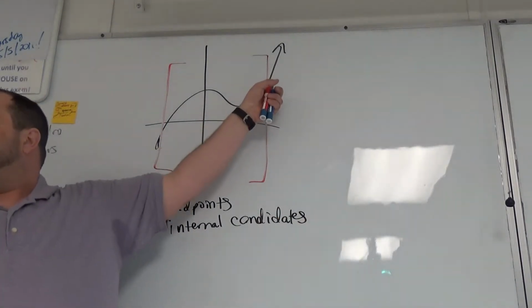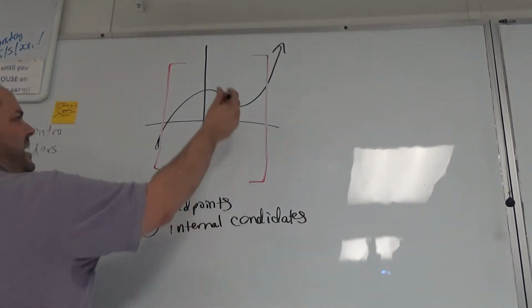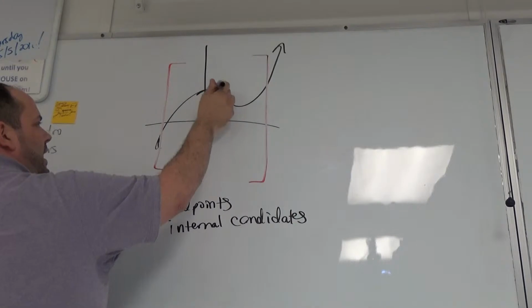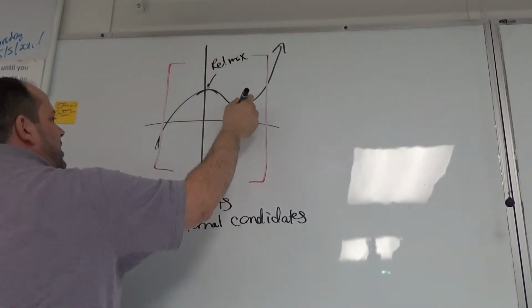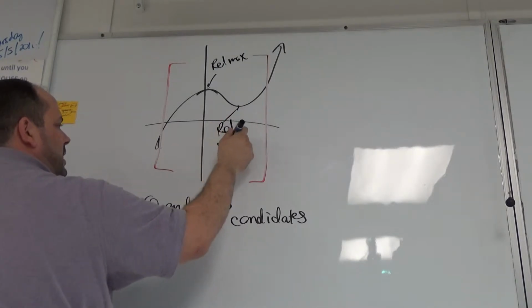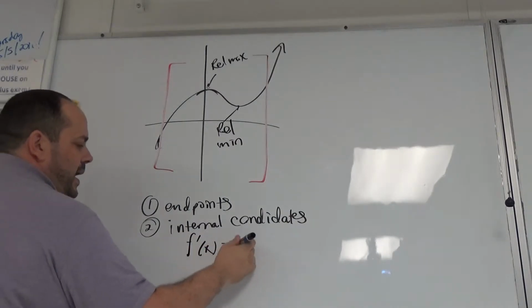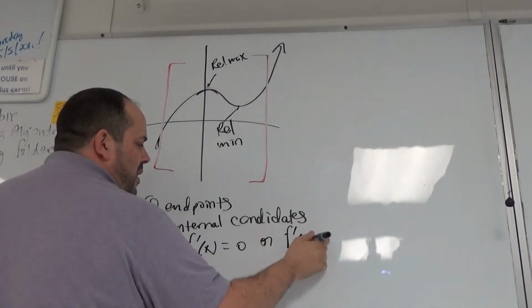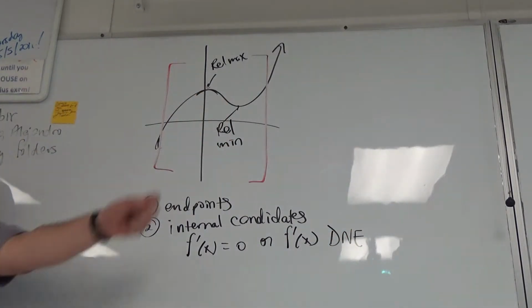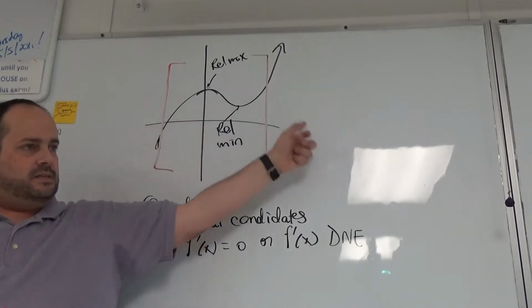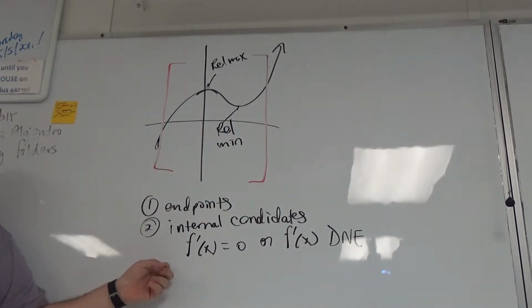The reason we look at the internal candidates is we look for where I have a relative max and a relative min. The way I find those internal candidates is I look to see where the derivative is 0 or where the derivative is undefined, where the derivative does not exist. We always check the endpoints. That's the part that seems to make sense. But the hard calculus comes in with those internal candidates.